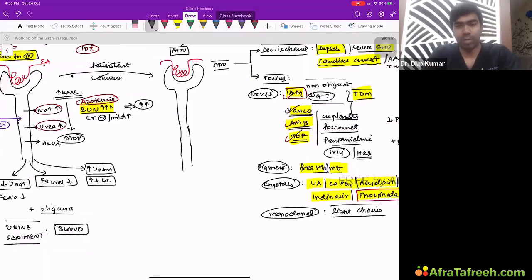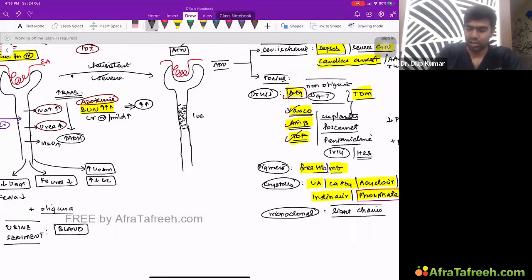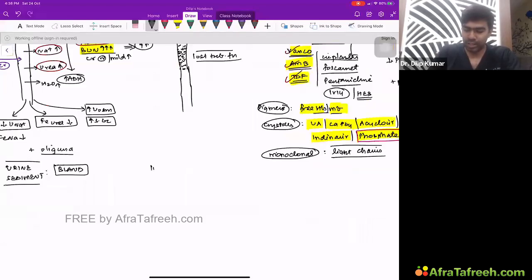And as far as acute tubular necrosis is concerned, usually there will be shedding of the renal cells. So the first thing that happens is lost tubular function. Lost tubular function, that is the first thing. Once the tubular function is lost, there is a first stage that's called the initiation phase. Initiation phase, the tubular function will be lost.